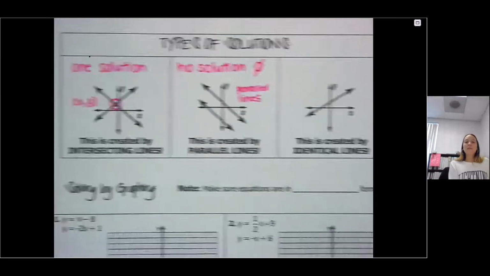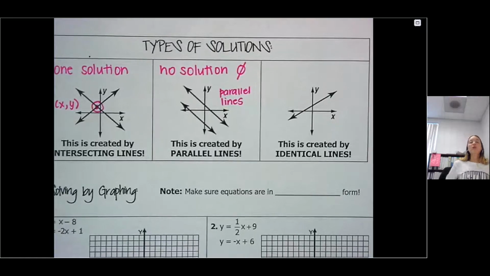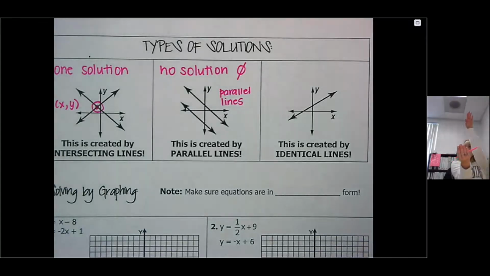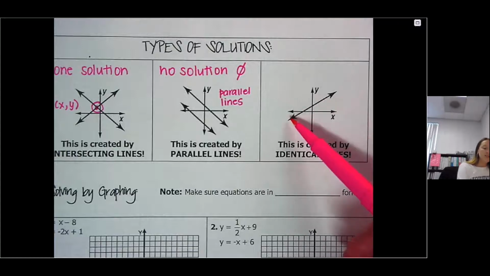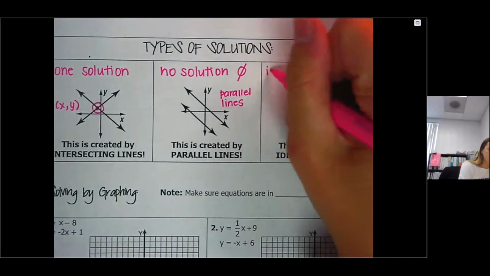And then the last type of solution is when you have essentially a line that's right on top of another line. So you've got an equation of one line, and the other line is right on top of it. That creates something called infinite solutions because they're touching the entire way. So all of the points would be considered solutions. So if it's the same line, it's considered infinite solutions.